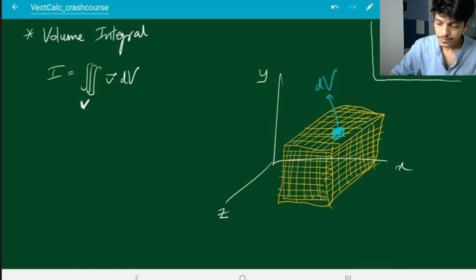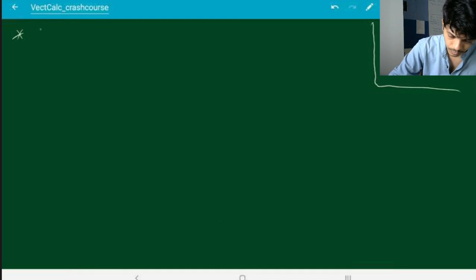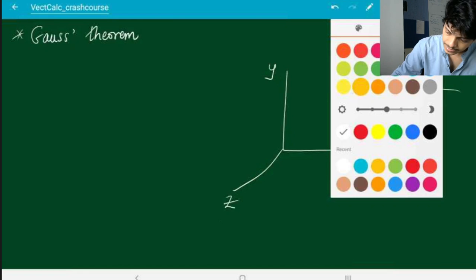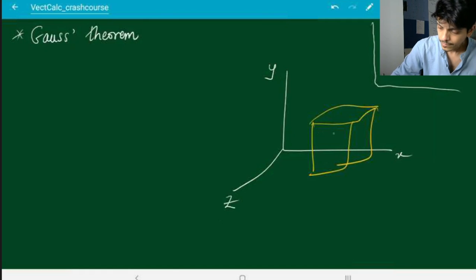So let's look at the theorems. I'm not going to prove them, I'll just state them for you. The first one is called Gauss's theorem. Gauss's theorem says the following. Suppose I am in three-dimensional space and there is some volume over which I might want to do an integration of my vector field.